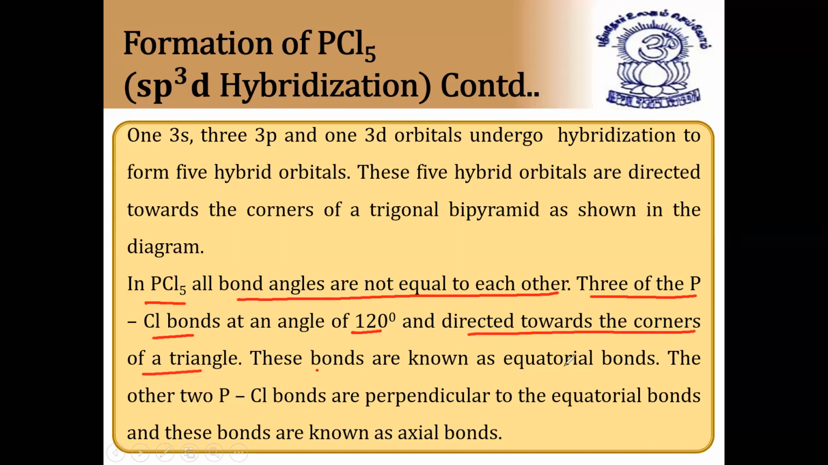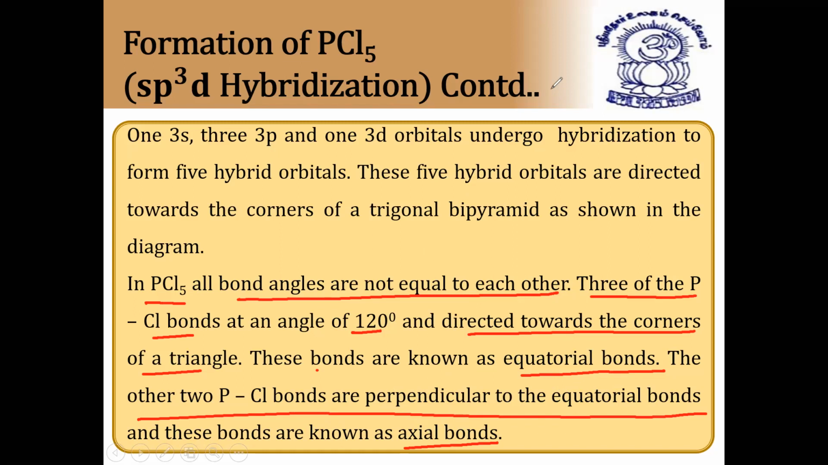And these bonds are known as what bonds? They are called equatorial bonds, meaning they are equidistant from each other. And the other two PCl bonds are perpendicular to the equatorial bonds, and these bonds are known as axial bonds. So in PCl5, we have three equatorial bonds and two axial bonds. Very, very important. Equatorial bonds are perpendicular to the axial bonds, and axial bonds are perpendicular to the equatorial bonds. I hope it is clear.